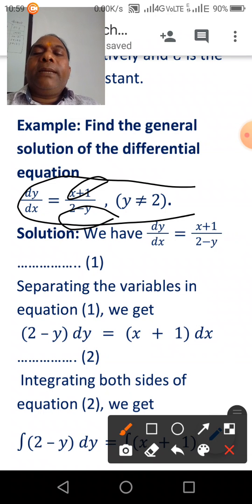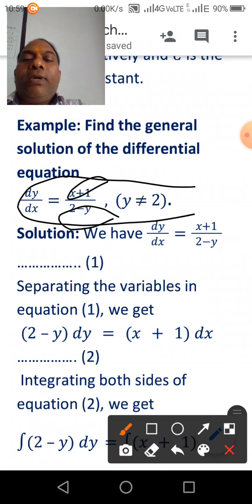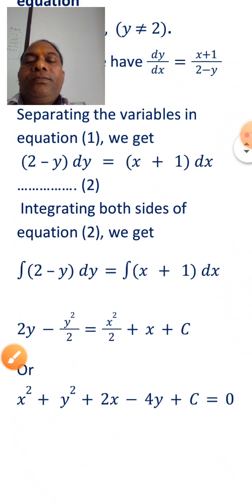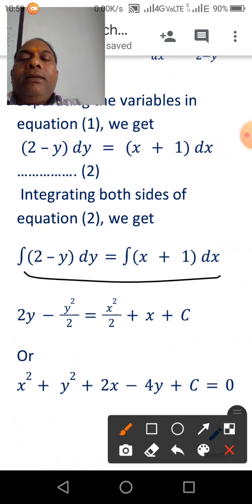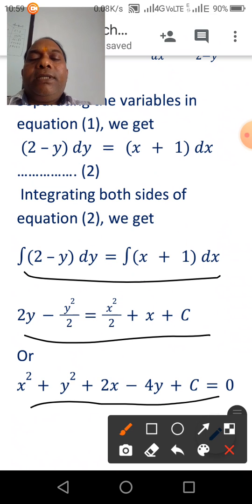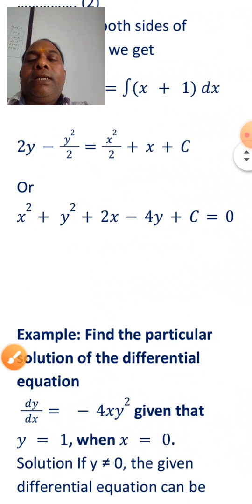Now we have to separate the variables. So separating the variables in the given equation means we have to collect the function of y with dy and the function of x with dx. So you can write the given equation as (2 minus y) dy is equal to (x plus 1) dx. Now integrating on both sides, you have this, where c is the integration constant. So x square plus y square plus 2x minus 4y plus c is the solution of the given differential equation. See the next example.